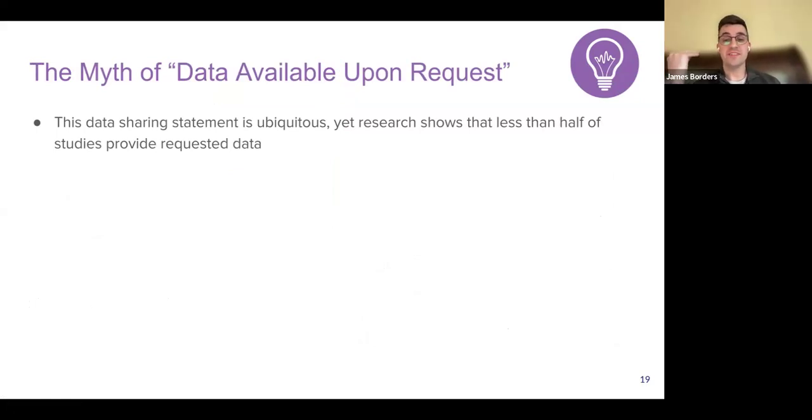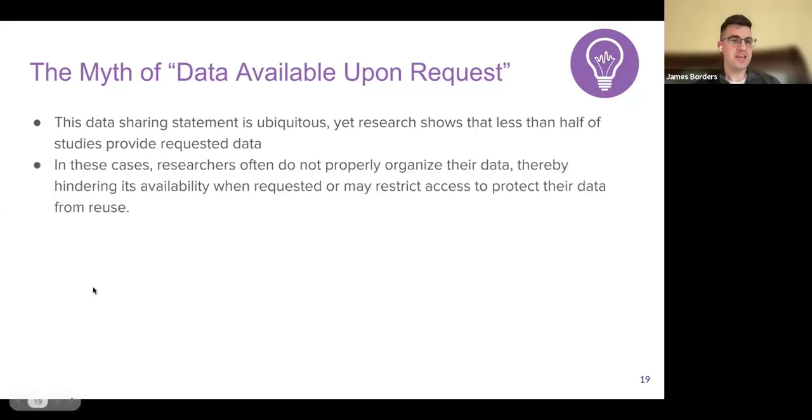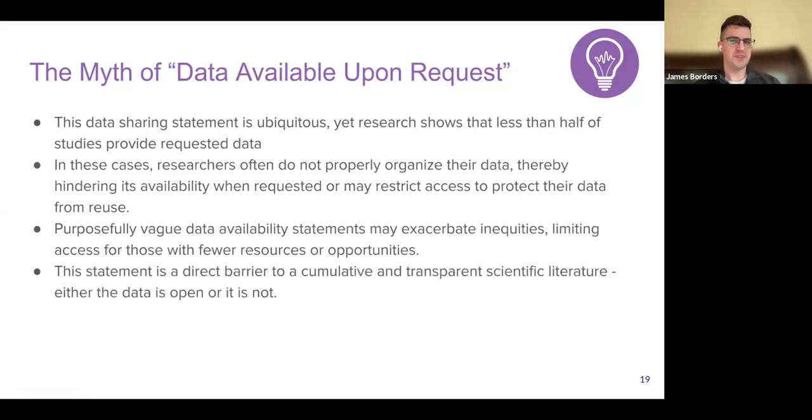Okay, so we talked about this "data available upon reasonable request," right? This is very common in our fields. I think it has almost become this de facto thing that we all put. And yet we know from research that less than half of studies provide the requested data when you actually reach out to them. So this really doesn't, in our opinion, promote researchers properly organizing their data. And so it's really not accessible when someone goes to reach out and ask for it. And that's probably, in my opinion, why they're not providing that data when you reach out, even though the manuscript says that it's available if you were to ask.